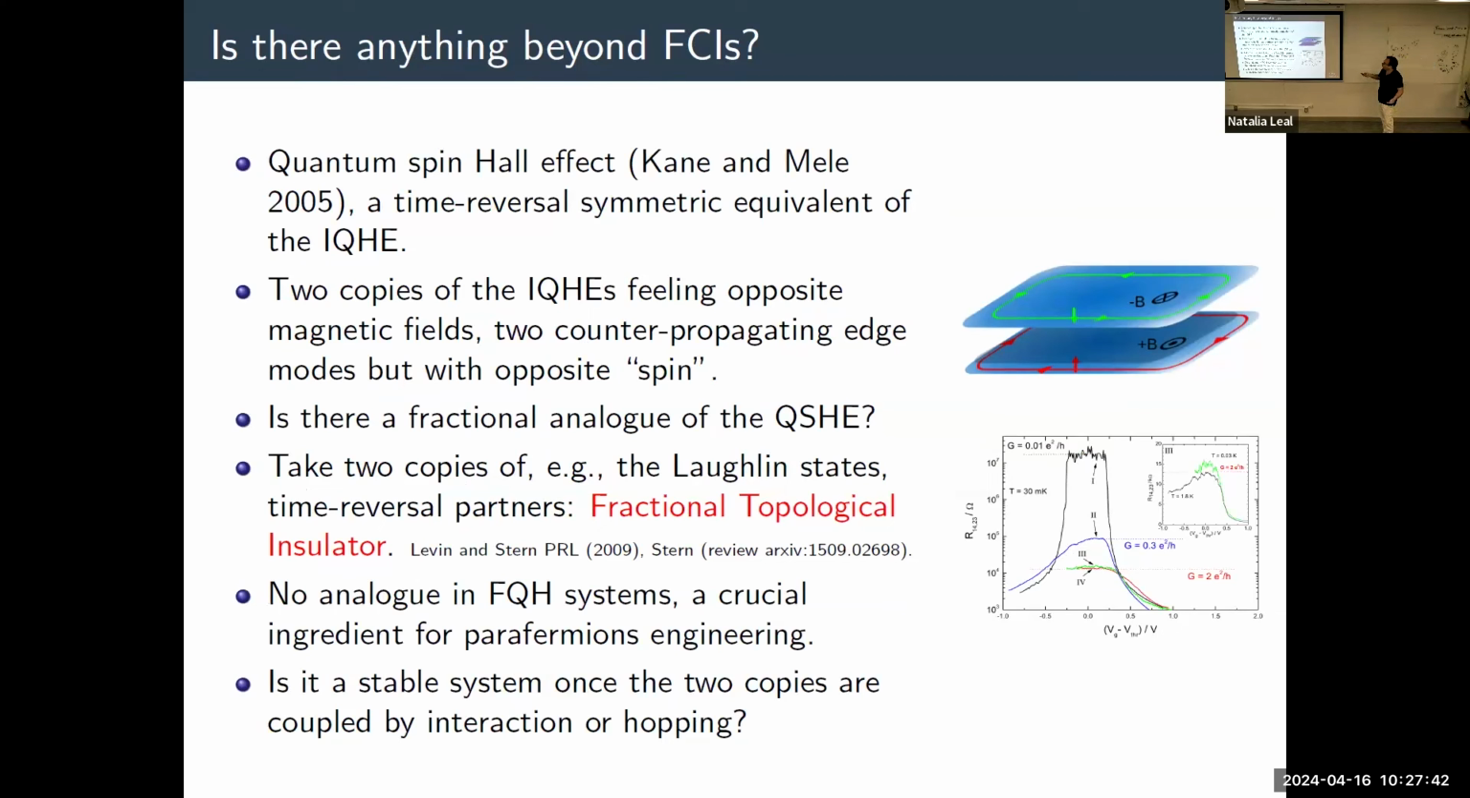And the question is, if you replace here the integer quantum Hall effect by your favorite fractional quantum Hall state, two copies corresponding to two opposite magnetic fields, do you get a fractional version of the quantum spin Hall effect? This topic is also pretty old and has been studied since the late 2000s. There's actually a review article from a few years ago.